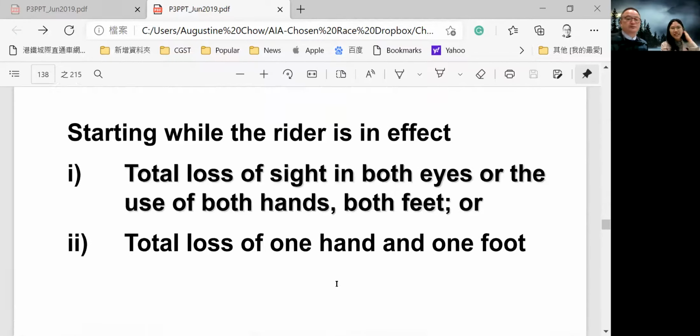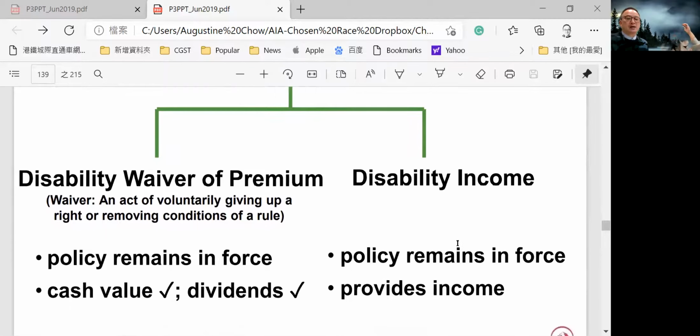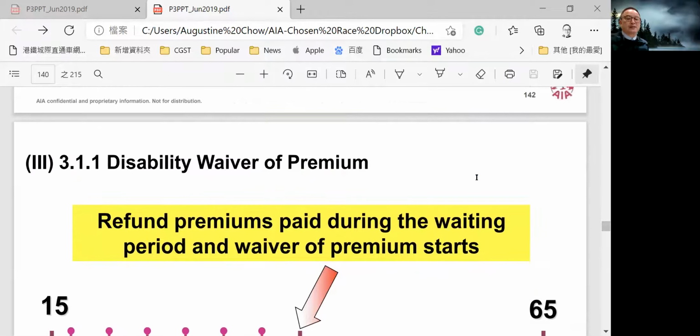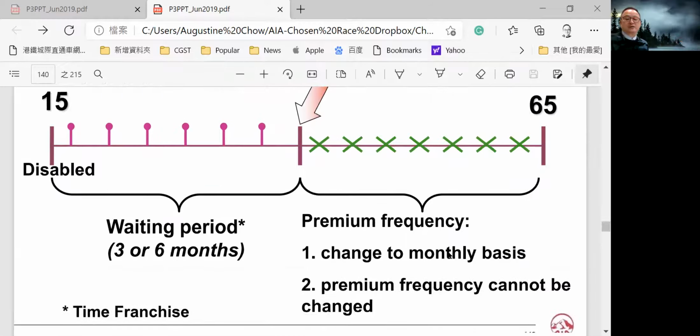Waiver of premium. Is that loss of both eyes? Both eyes, both hands, both feet are called permanent disability. The loss of one hand and one foot is also permanent disability. Oh, okay. So if you only lose one hand or one foot, it's not permanent total disability. And then there's disability waiver and disability income. Some policies have disability income for 3 years, for example, where you get monthly income during your disability period. With disability waiver of premium, you get the premium benefits. After waiting 3 to 6 months of disability, you then get disability income.